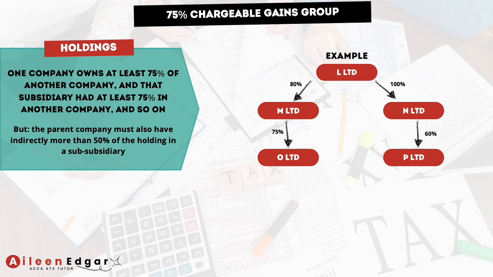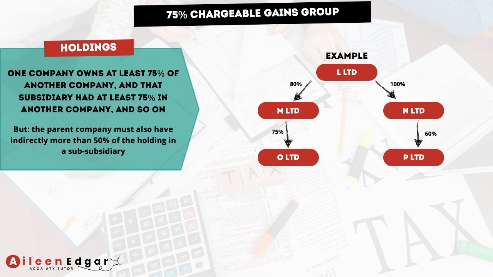So here we can see on the left-hand side of this diagram that between L and M and between M and O, we've got the at least 75% relationships we're looking for. But if we want to include O, we need to check that L has got more than 50% holding in O. How do we check that? We multiply 80% by 75%. Now this comes out at 60%. As this is more than 50% holding, we can include O in the same chargeable gains group as L and M.